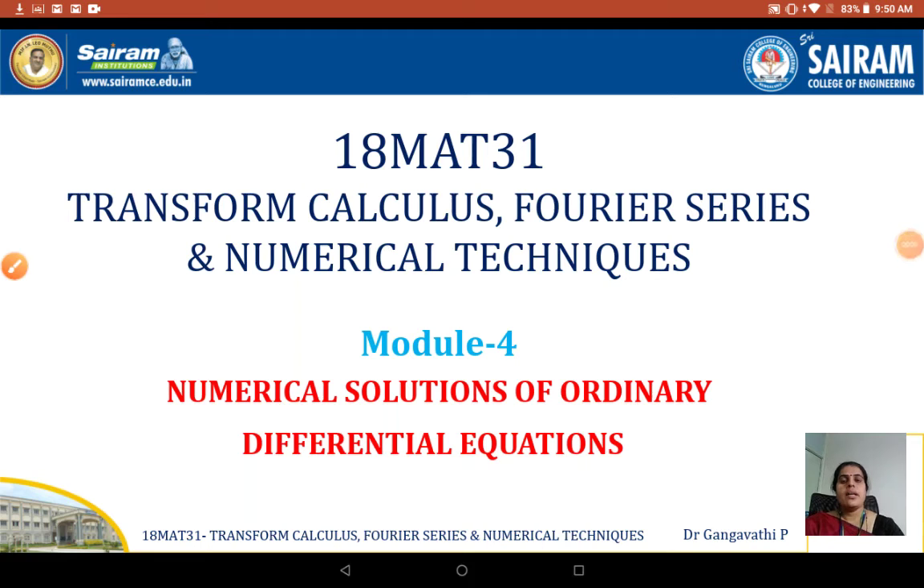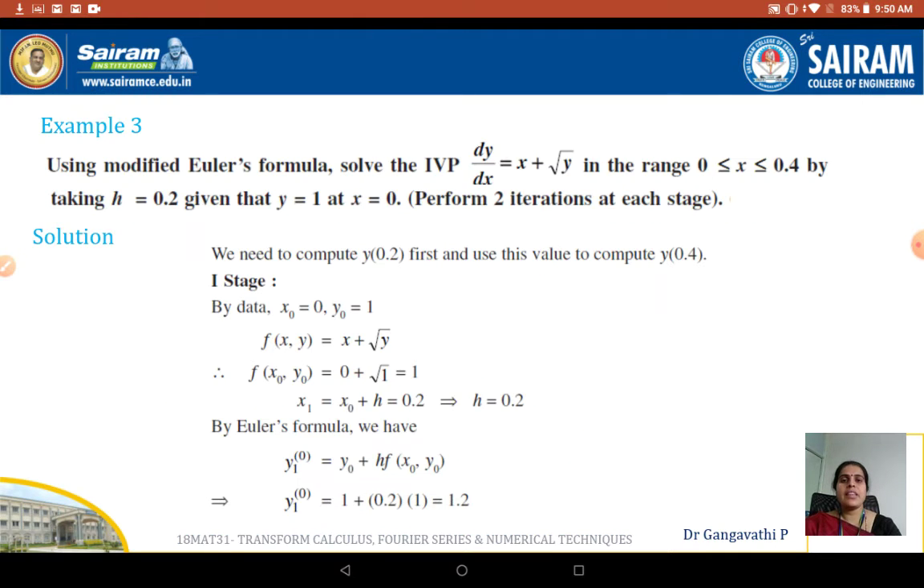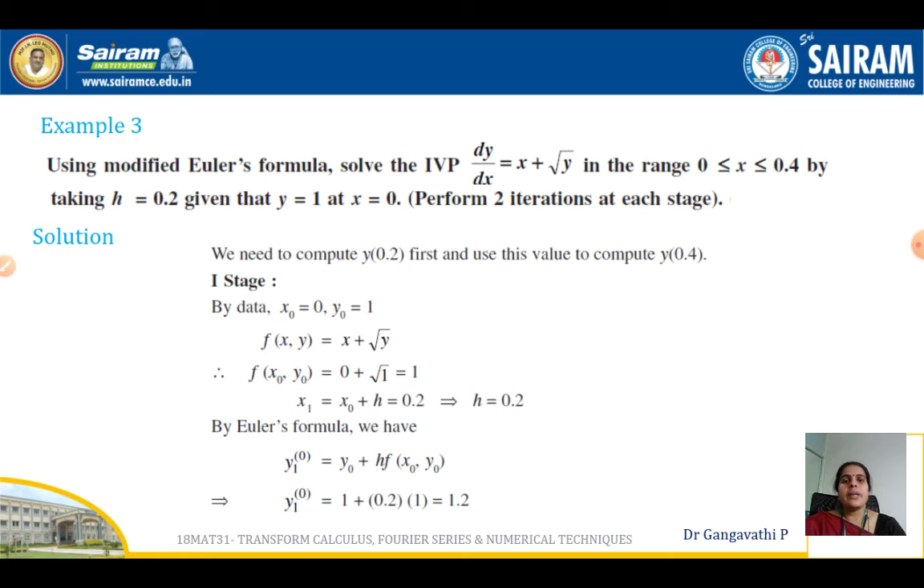Hello students, let us discuss our next topic on the module numerical solution of ordinary differential equations. So you have studied Taylor's method and modified Euler's formula, and how these methods are useful to solve equations of first order and first degree. In the method we were discussing the working rule and how to do the problems. Let us see a few more examples in modified Euler's method to understand it in a better way.